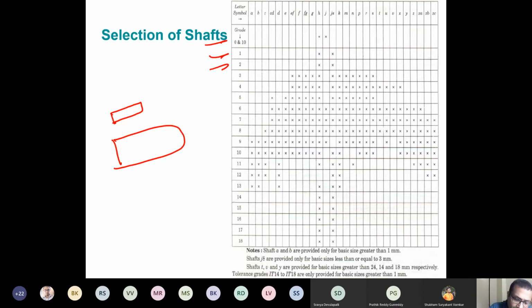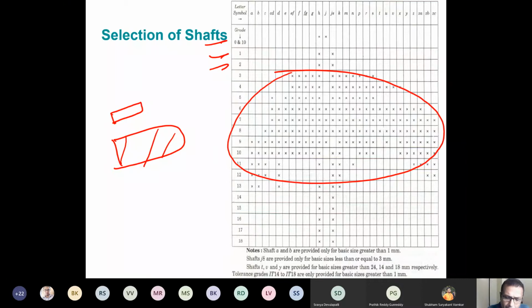Okay, so you see, as you have coarser and coarser grades, meaning your tolerances become larger and larger, the tolerance band becomes bigger and bigger. You would see that you have a lot more combinations of shafts which are possible. And same, you can choose all these. So these are the shafts which are available for you. Okay.